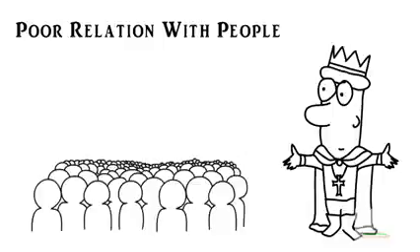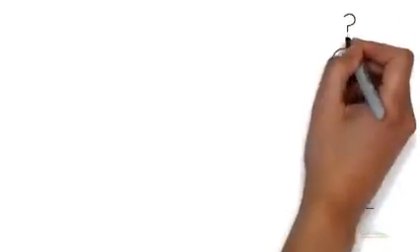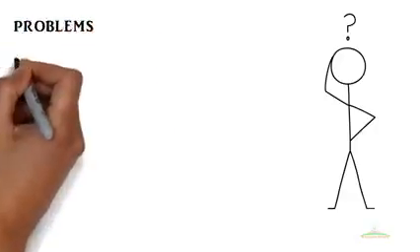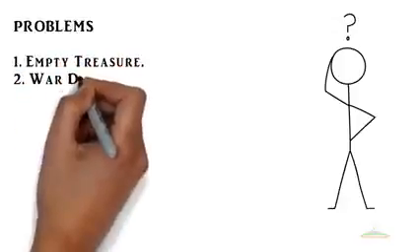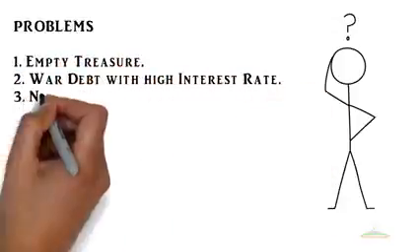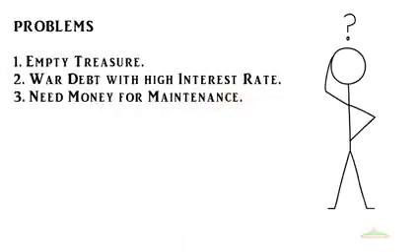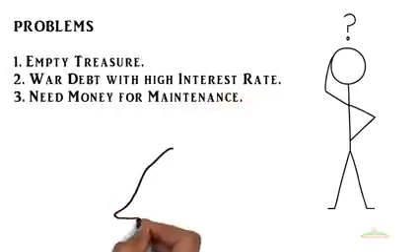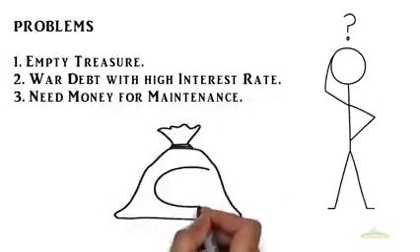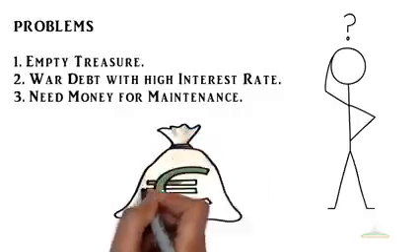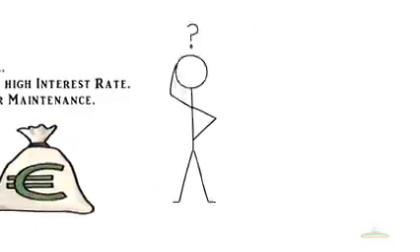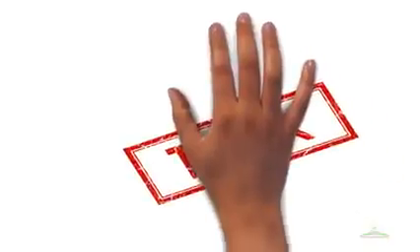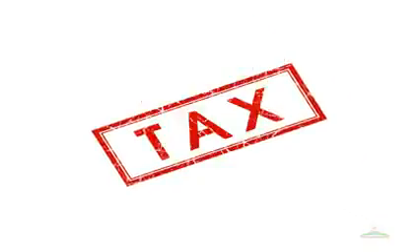Apart from that, they also did not have good relations with the people. People were not feeling connected with the government or the king. The king was also not able to take good decisions. So on one side he did not have money in his treasury, on the second side he had to pay a very high interest rate, and on the third side he had to maintain his army expenses, his government offices, his universities and his court offices. Everything he had to maintain, and for that he needed money.